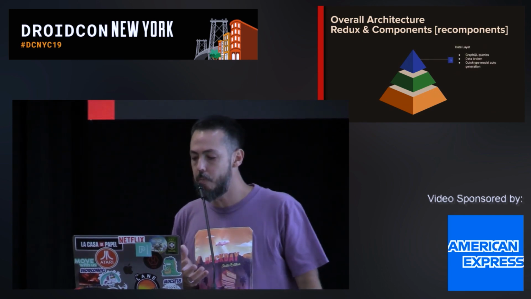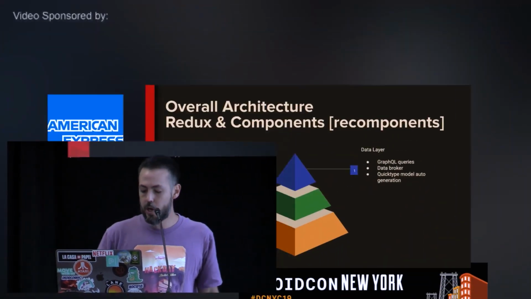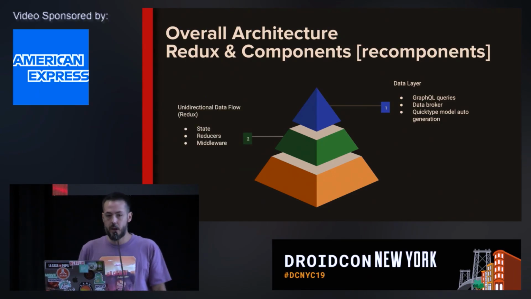The first layer that I'm talking about is the data layer. In our app, we used GraphQL to implement all the data fetching. And we have a data broker entity that is responsible for fetching all the data. And we use QuickType. If you're not familiar with QuickType, it's a very nice tool that allows you to auto-generate code from a JSON file. It supports a lot of languages: Kotlin, Swift, JavaScript. In our case, we used QuickType to generate our models. It forces us to have exactly the same models in the iOS and Android apps, which helps with the architecture. And then we have Redux.